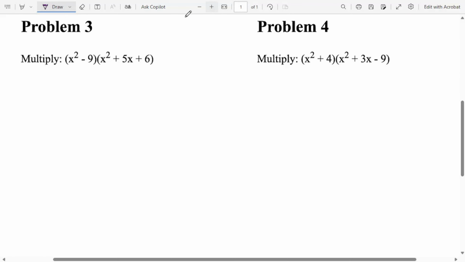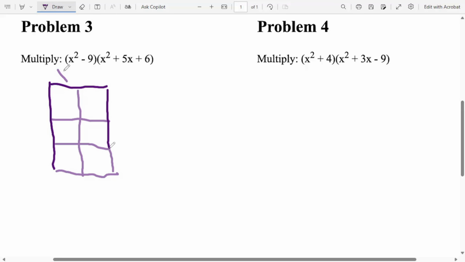All right, let's try one more. This time we have x squared minus 9 times x squared plus 5x plus 6. So let me draw out my Punnett rectangle. So we've got x squared plus negative 9 times x squared plus 5x plus 6. So if I do x squared times x squared, I actually get x to the 4th power. We add our exponents. If I do x squared times negative 9, I get a negative 9x squared.